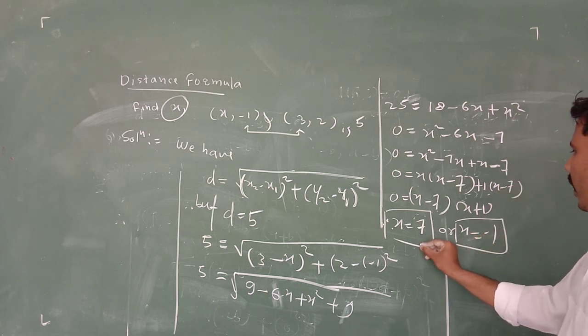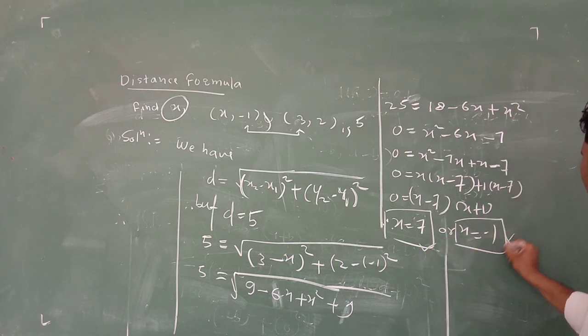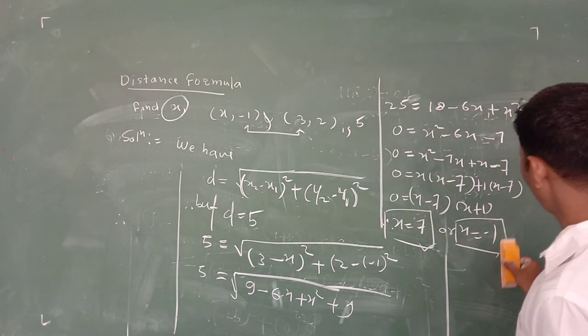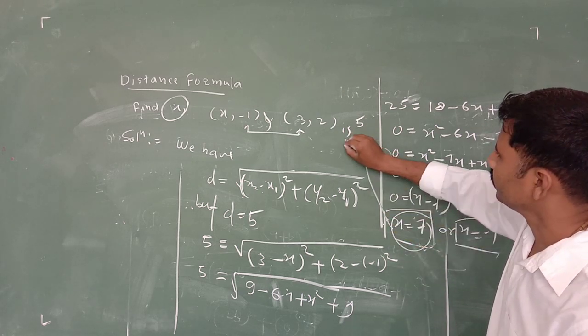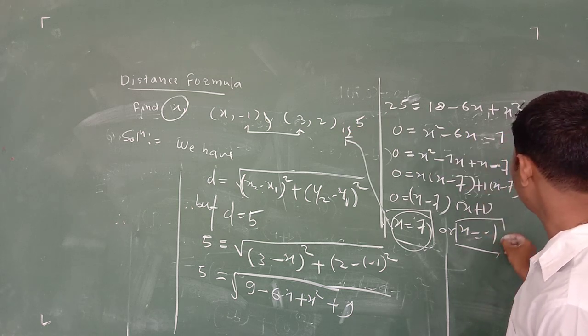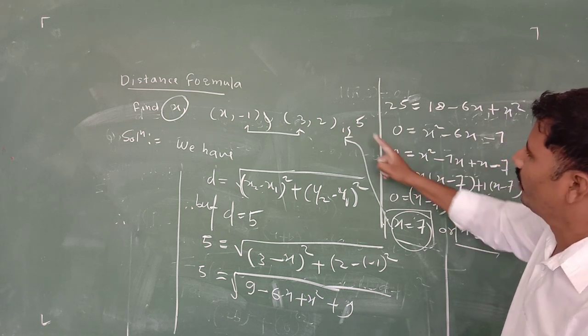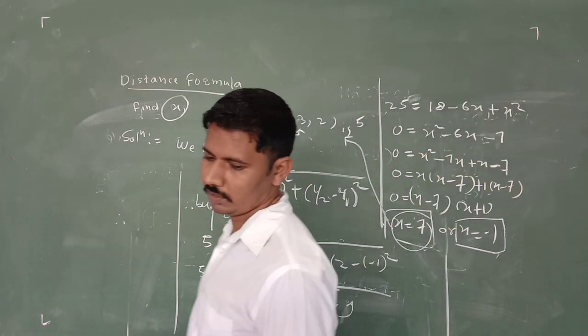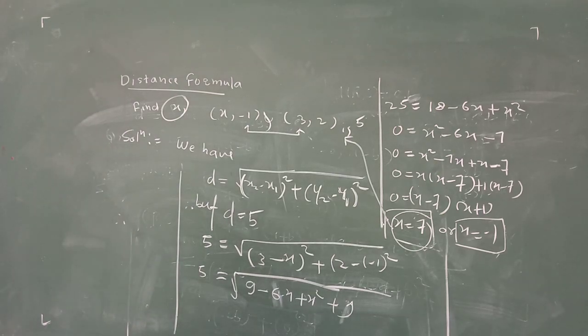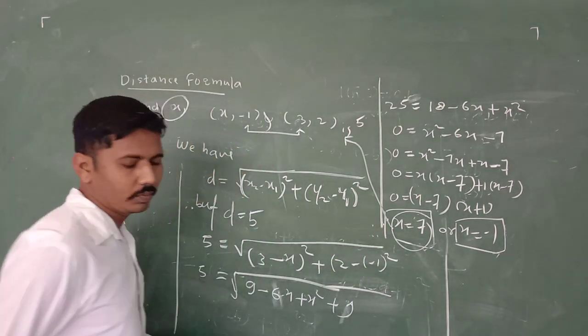Yes, x will be 7. This is the correct answer. x will be minus 1 will not be there because this is not satisfying this equation. This will be satisfying this equation, but the distance should be 5. So this will be your homework. Put the value of x equal to 7 and x equal to minus 1. Both will be satisfied to get the value as 5. So these two values are the possible values of x. Therefore x will be 7 and x will be minus 1. These are the two possible values.